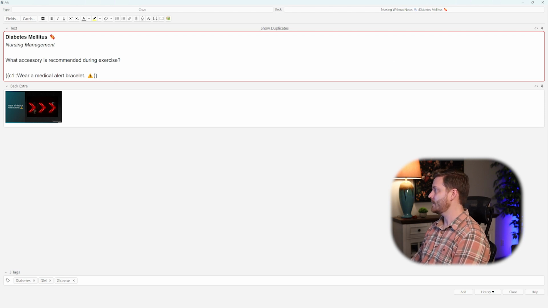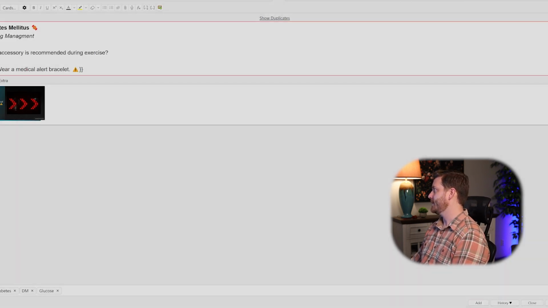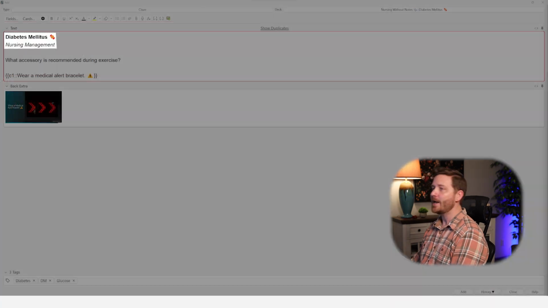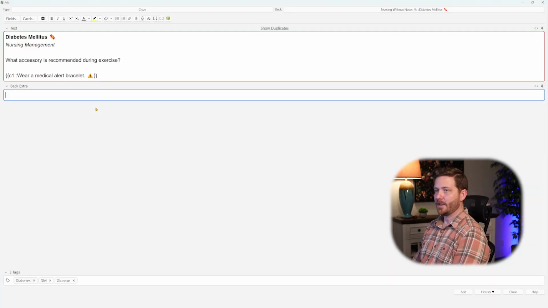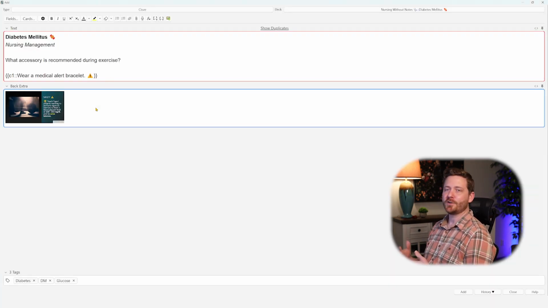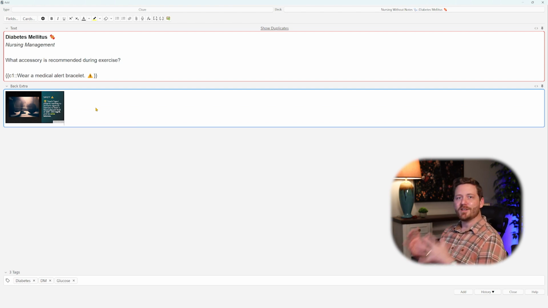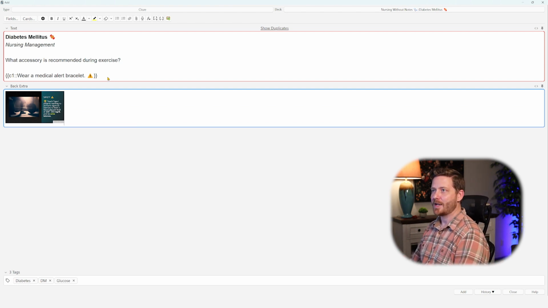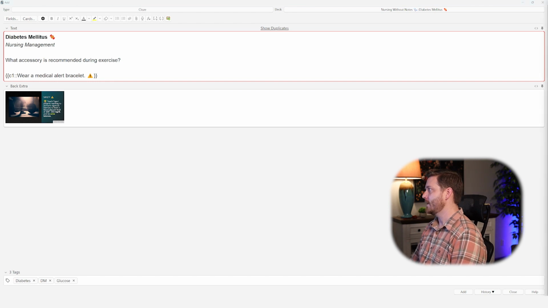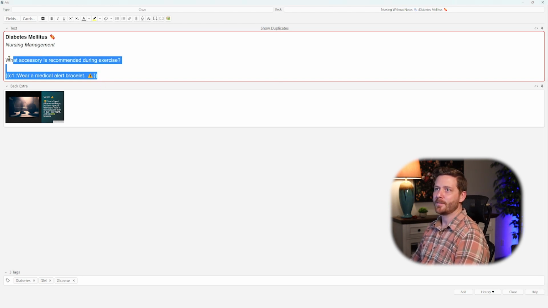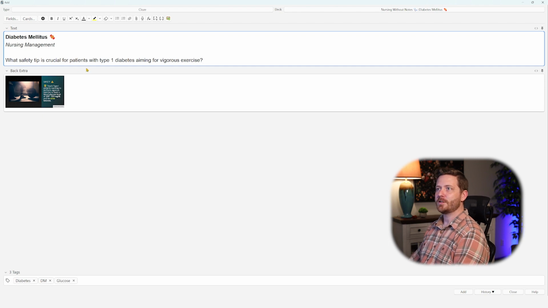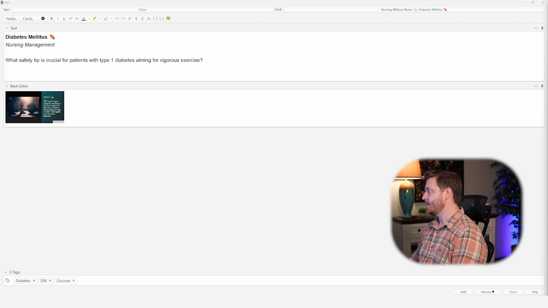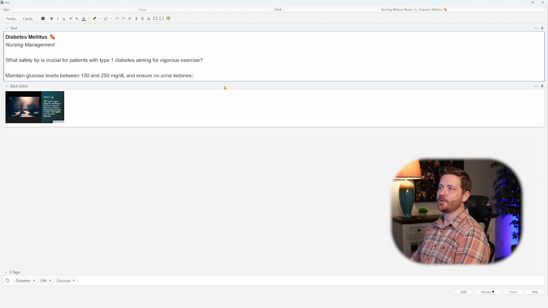And let's add that. Here's another one of our safety tips, and that's going to be that type 1 diabetics need to have their blood glucose between that 100 and 250 range, and that no urine ketones are present at the time of exercise. We'll add what is our safety tip for type 1s. What safety tip is crucial for patients with type 1 diabetes aiming for vigorous exercise? That's going to be just keeping those blood glucose levels tight within that 100 to 250 range, and also ensuring there's no urine ketones.